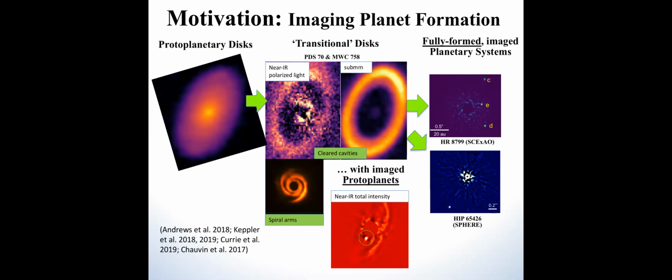And so these would be so-called transitional disks. The telltale indirect signatures of transitional disks around nearby stars include clear cavities where small dust is evacuated, presumably due to a massive companion, forming a ring-like structure or a cavity, and then spiral arms, which may be due to the influence of a massive companion. In a few cases, we can actually directly image protoplanets in these systems.